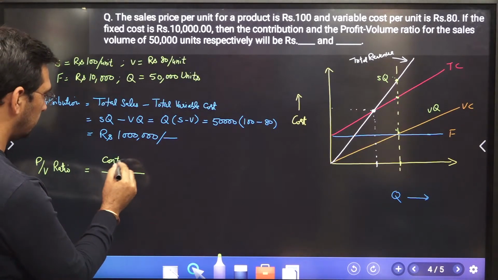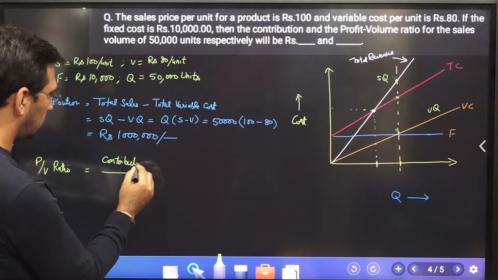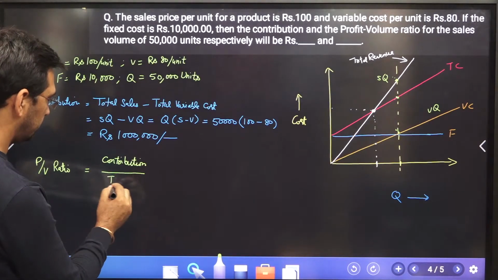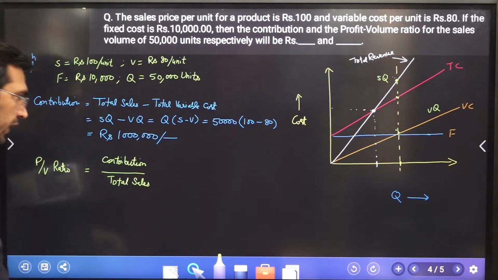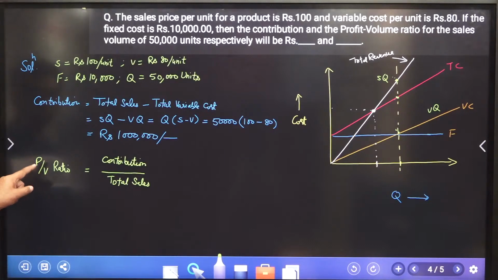Contribution to the total sales. Now over here, sometimes you have a confusion in terms of profit volume ratio.